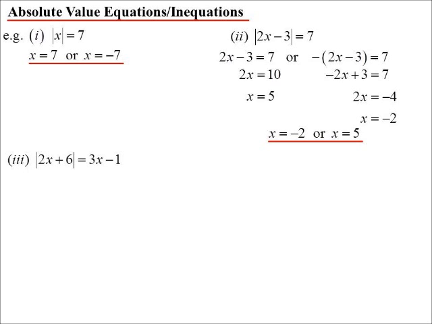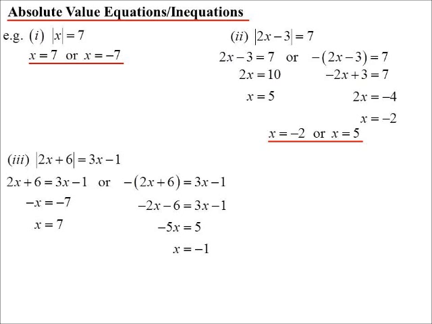Absolute value equaling some algebra on the other side. It still doesn't change the way we do it. Either 2x plus 6 is equal to 3x minus 1, or the negative of 2x plus 6 is equal to 3x plus 1. Solve the left-hand side, we get x is 7. Solve the right-hand side, we get x equals negative 1.